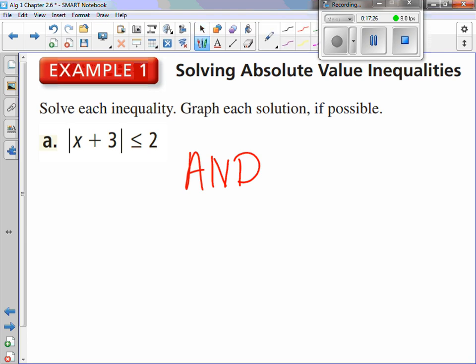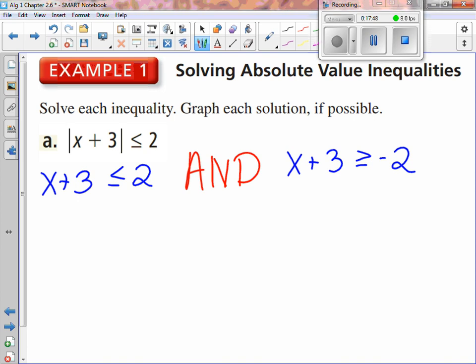And what are our two statements going to be? We're going to have what? X plus 3 is less than or equal to 2. And our other one would be x plus 3 is greater than or equal to negative 2. Any questions on any of this here so far?